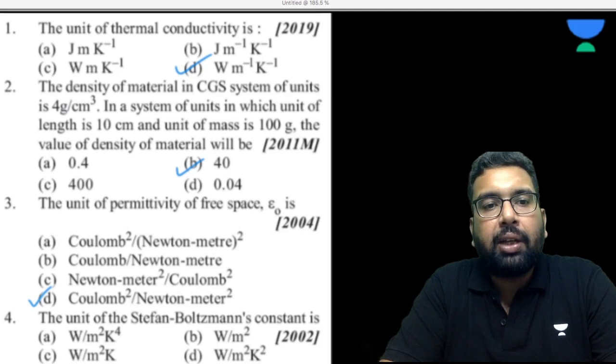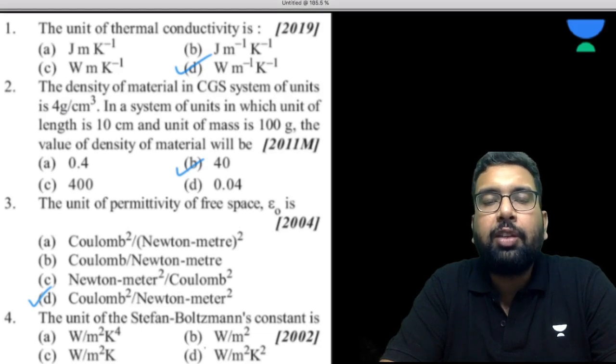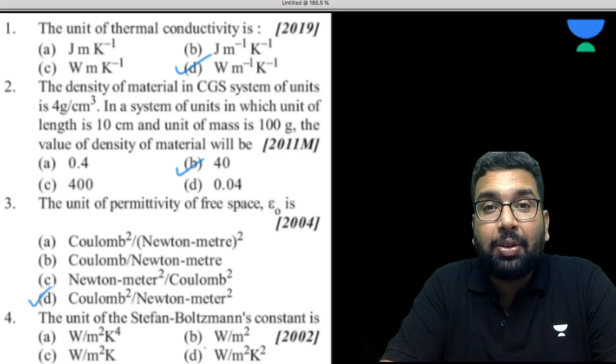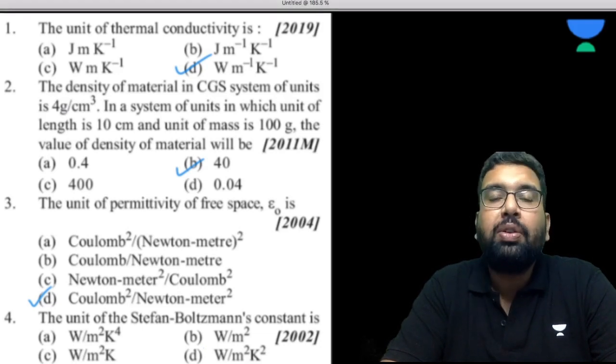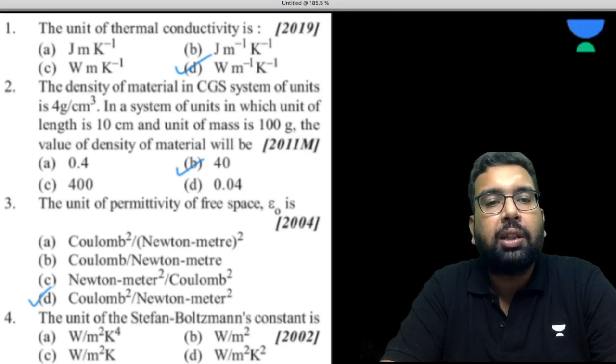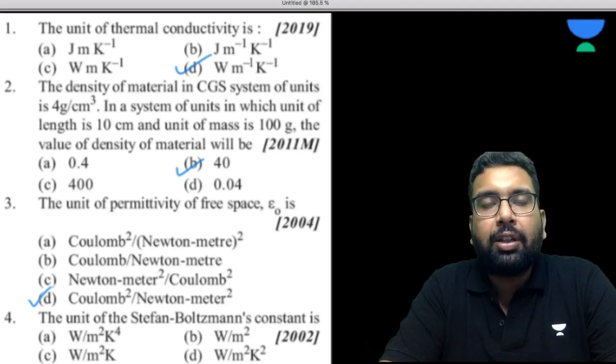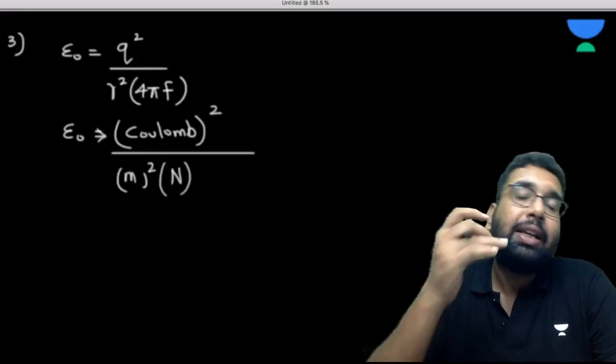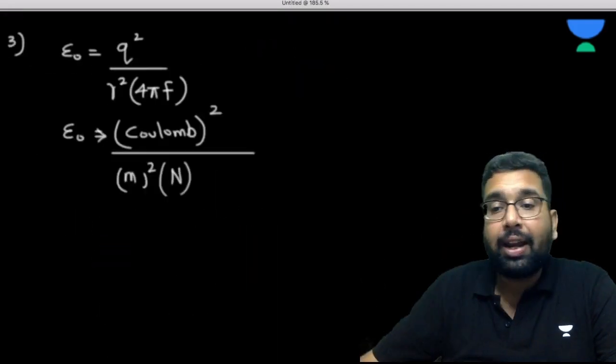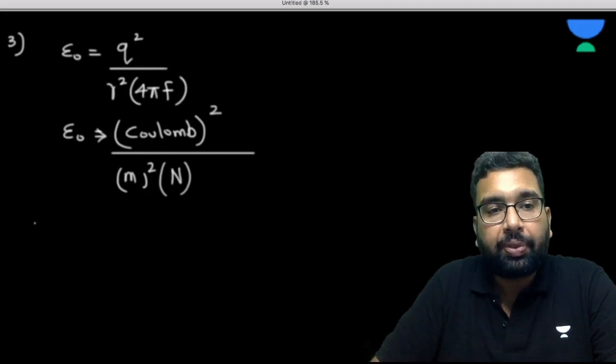Now let's move to the next question: the unit of Stefan Boltzmann constant. All these are previous year questions. You can see that these sorts of concepts we have already discussed during our academic sessions, during our discussions of these chapters. Now, what is the unit of Stefan Boltzmann constant? You guys can try to solve it. But sir, we don't know the formula. Okay.